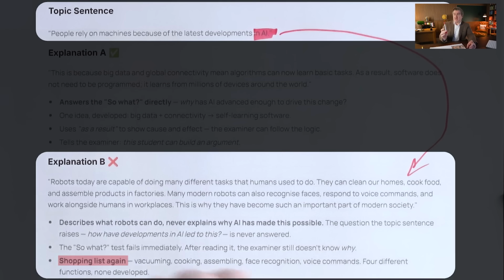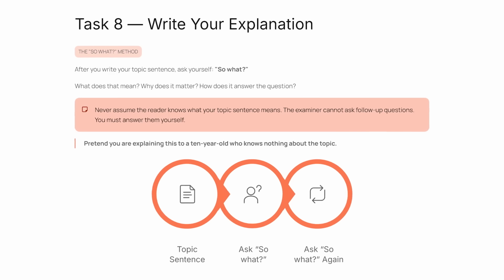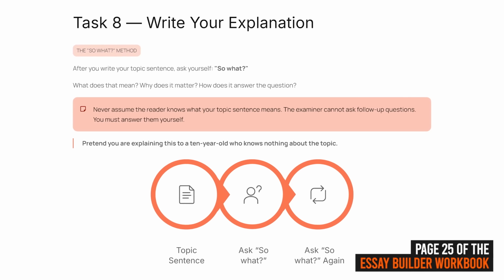It is not a test of your IQ or how much knowledge you have about that topic. The best students that I've ever worked with, they didn't know much about any of these topics, but you could give them any topic and they could write a very, very good essay because they were extremely good at writing essays and clearly communicating. Don't forget to go into your workbook and do task 8 if you want, which is to write your explanation.